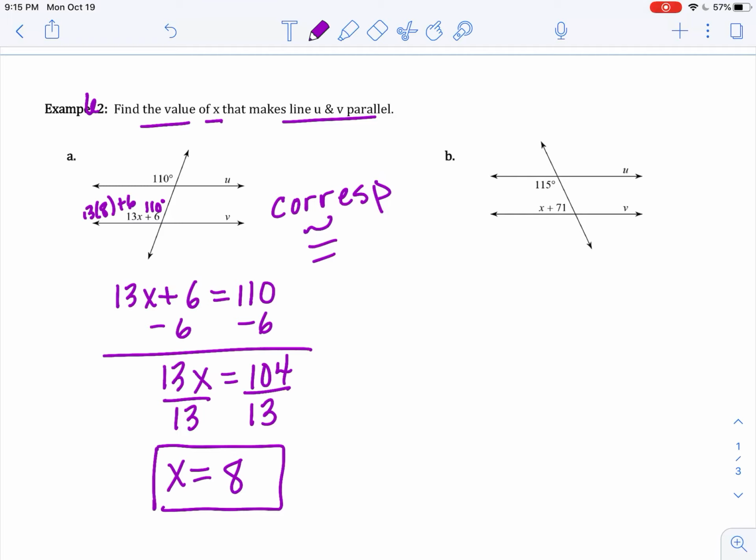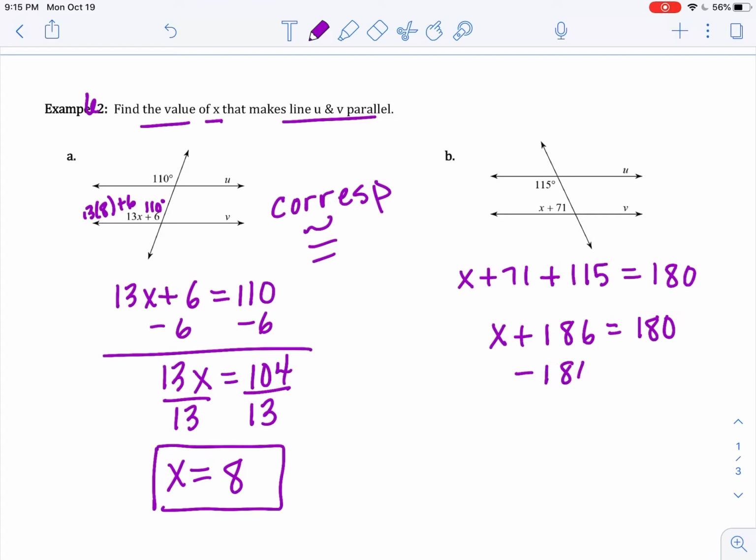In example 2b, we have some same side interior angles. And remember, they're not necessarily supplementary unless U and V are parallel. So again, this is asking, what would force U and V to be parallel? Well, if these same sides ended up being supplementary. So let's figure out what would make them supplementary by adding them up and setting them equal to 180. So we end up getting x plus 186 equals 180. If you subtract 186 from both sides, you'll get x equals negative 6.